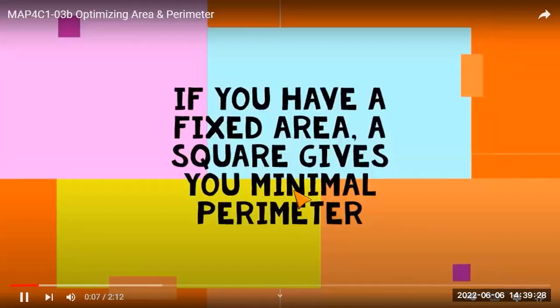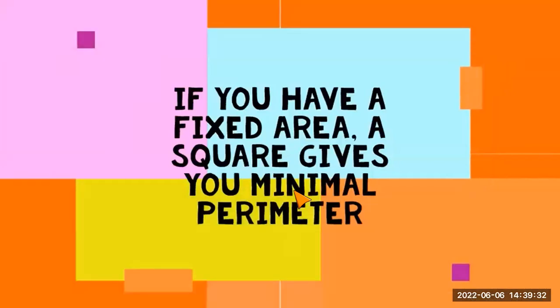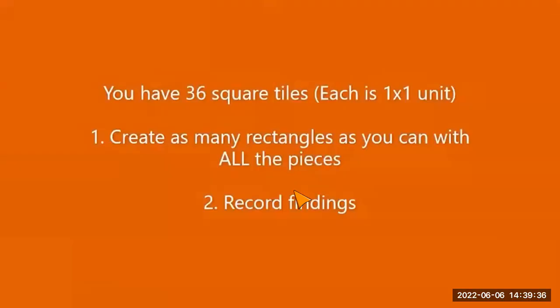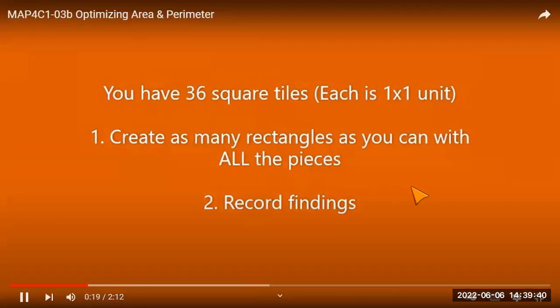Okay, if you have a fixed area, a square gives you the minimal perimeter. So once again, square is the optimal shape. Now in this situation, you have 36 square tiles. You can create as many rectangles as you can, but you have to use all of the pieces. And then you're going to record your findings.